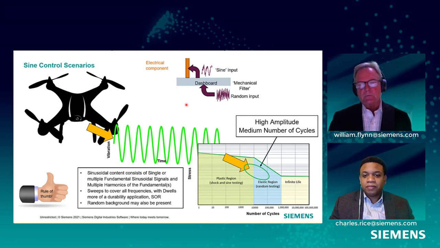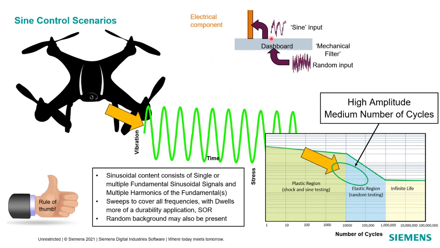Okay. Sinusoidal components can also be generated in a scenario where you've got some component up here, like maybe an electrical component, and through the boundary conditions of maybe a dashboard if it's in a vehicle, or some kind of support structure, it can serve as a mechanical filter to pass only certain sinusoids through that connection. There you would go out into the field and characterize those sinusoidal components, and then use sine testing to apply those in the laboratory.